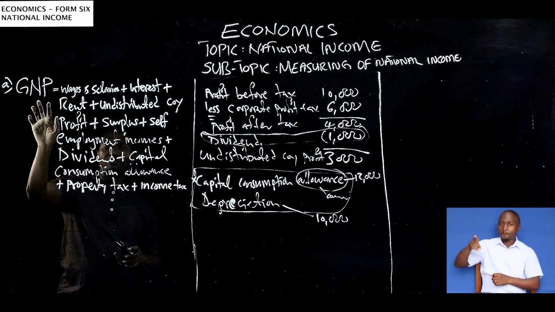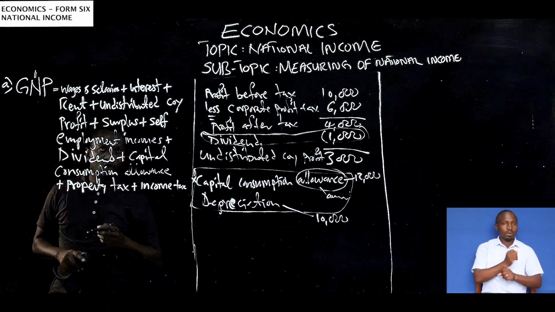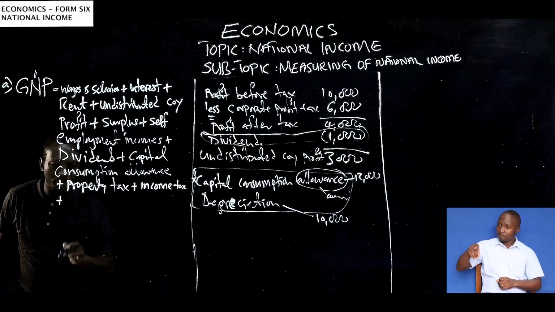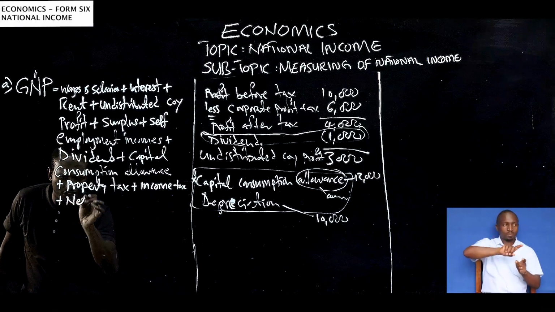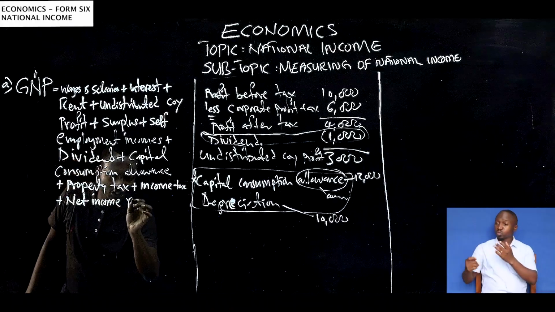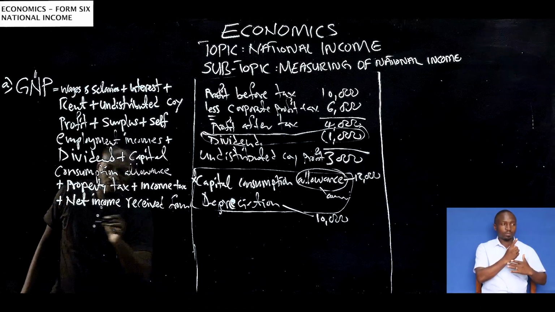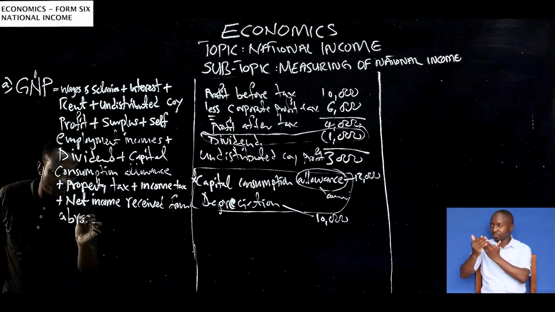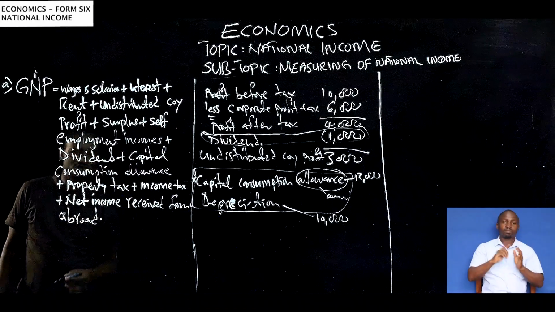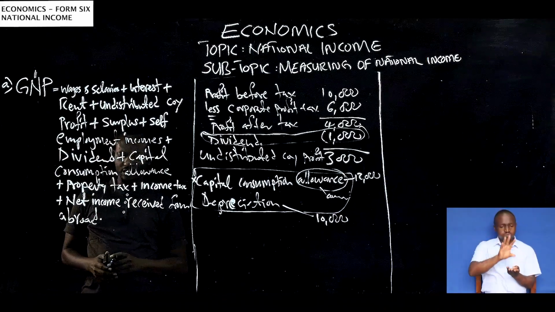So the summation of this, we get GDP, not GNP. In order to get GNP, as it is national, we have to add net income received from abroad, maybe from Kenya, Uganda, Europe, whatever. We get the total GNP.